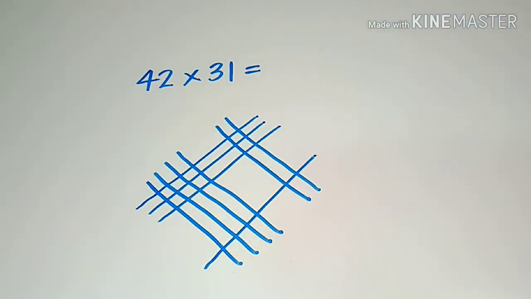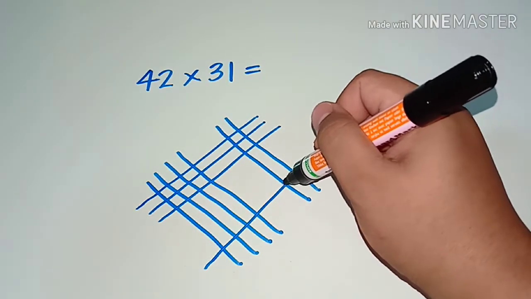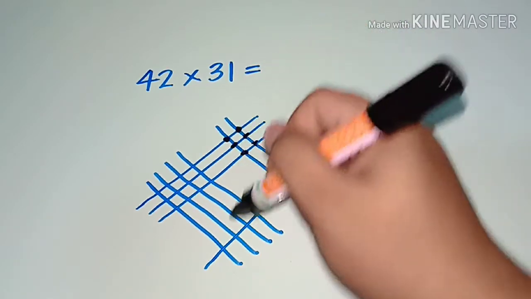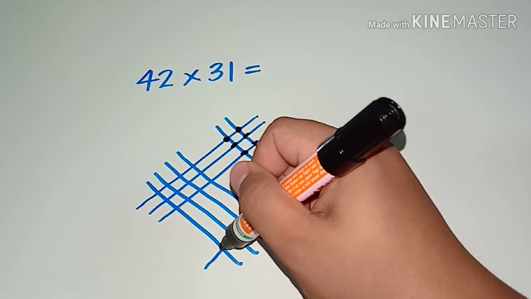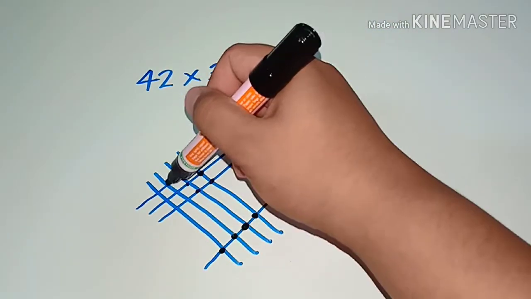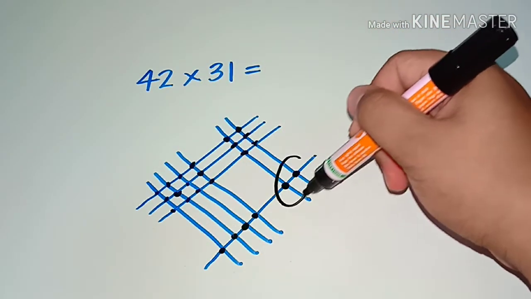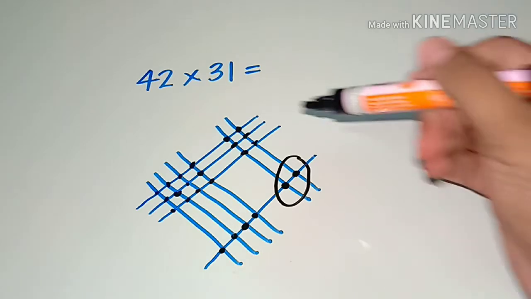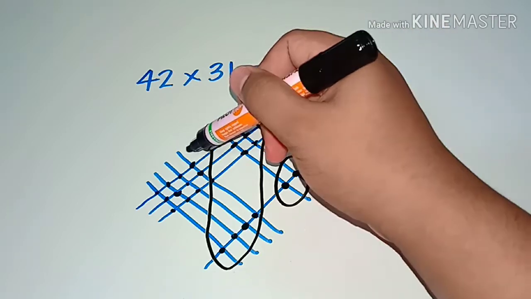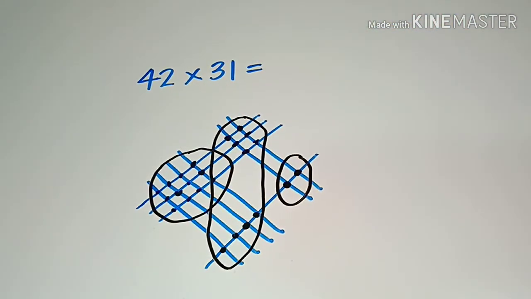So after that one, you will just count the number of intersection points. So 1 here, this one, and also this one, and on this side also we have this point. And as what I've said, this will be for our ones place, this will be for the tens place, and this will be for the hundreds place. So we will just count it now.